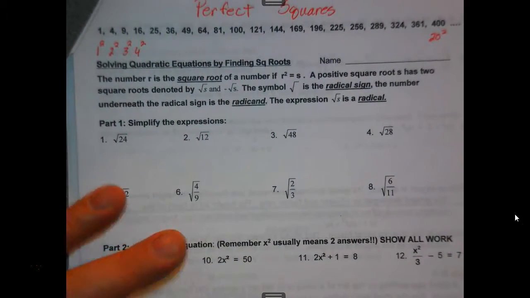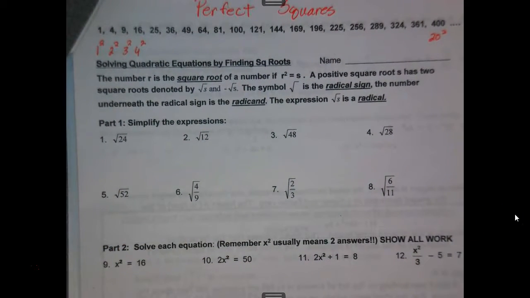The number R is the square root of the number S, and R squared equals S. A positive number S has 2 square roots, denoted by the square root of S and the opposite of the square root of S. In other words, if I have the square root of 4, it's going to be plus or minus 2. Okay?